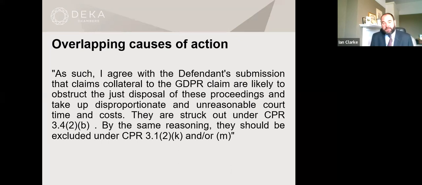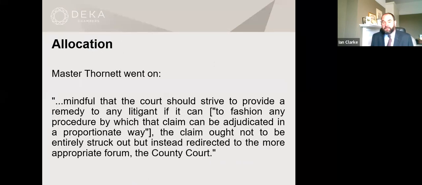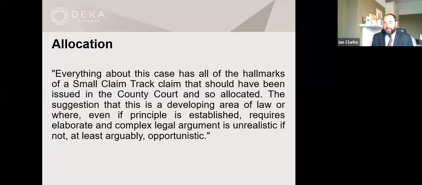You don't need to litigate breach of confidence. And the court was willing to strike those cases out. Not only that, not only does the defendant get a cost order having successfully struck out large portions of the claim, Master Thornet goes on to say, mindful that the court should strive to provide a remedy to any litigant it can, to fashion a procedure by which the claim can be adjudicated in a proportionate way. The claim ought not to be entirely struck out, but instead redirected to the more appropriate forum, the county court.